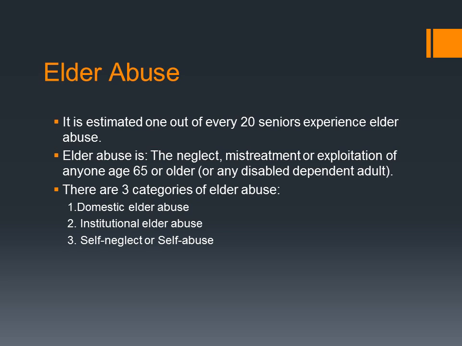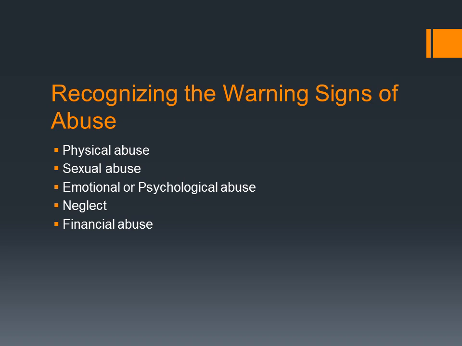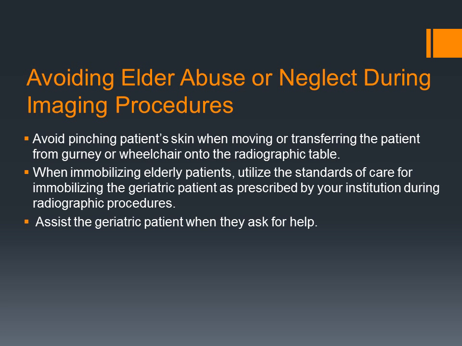Elder abuse. It is estimated that 1 out of every 20 seniors experiences elder abuse. Elder abuse is the neglect, mistreatment, or exploitation of anyone aged 65 or older, or any disabled dependent adult. There are 3 categories of elder abuse: domestic, institutional, and self-neglect, or self-abuse. Recognizing the warning signs of abuse: physical abuse, sexual abuse, emotional or psychological abuse, neglect, and financial abuse.